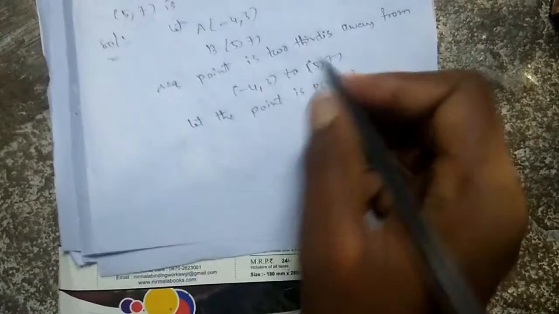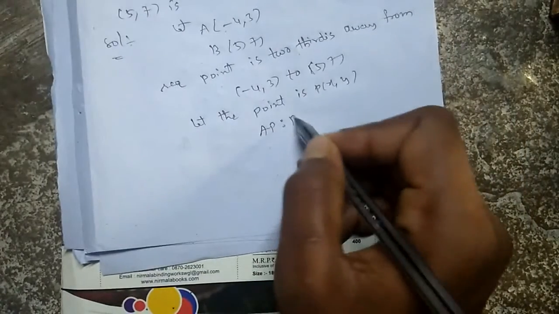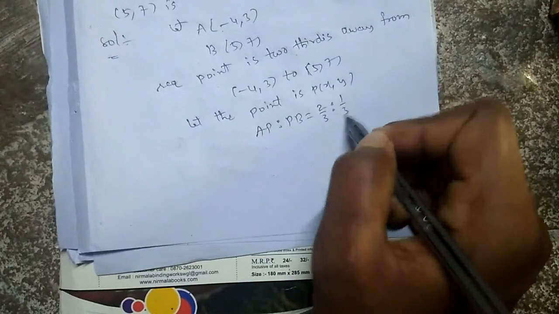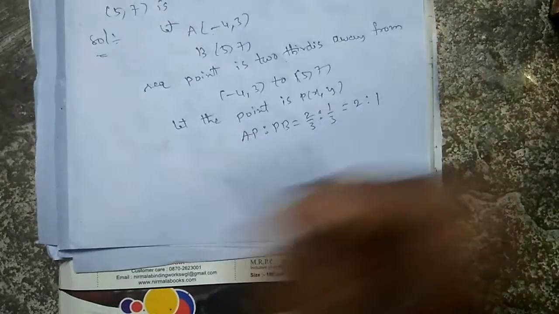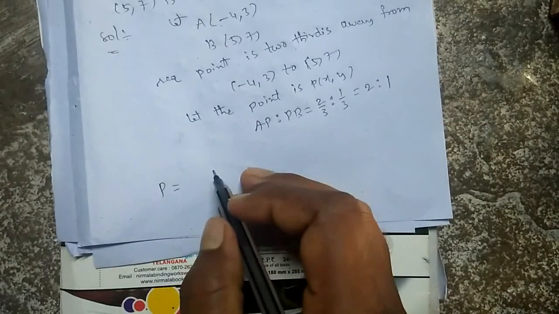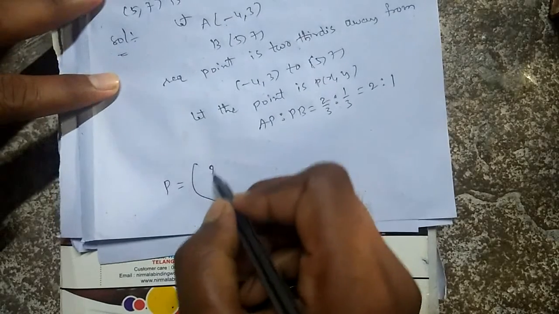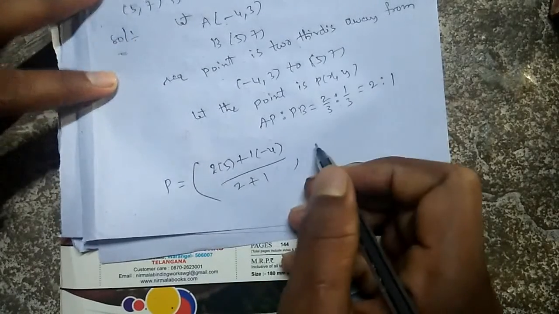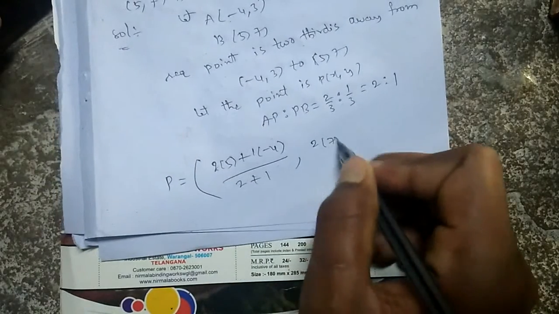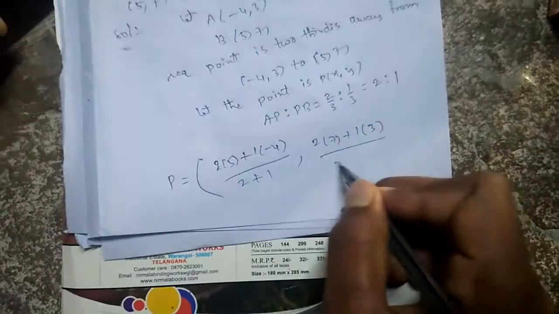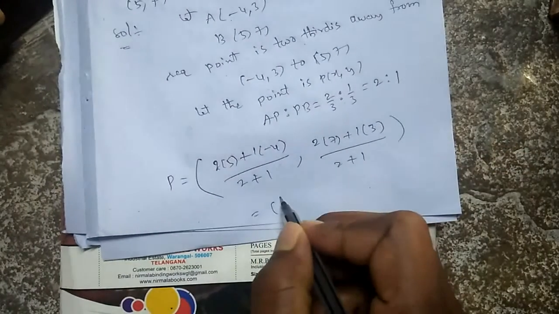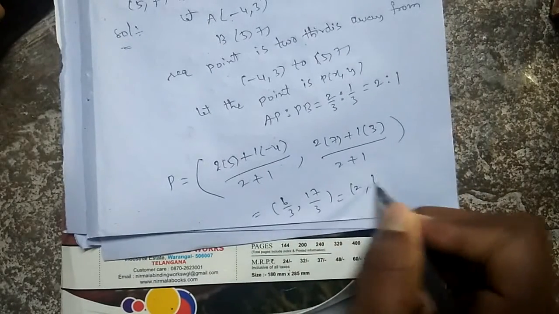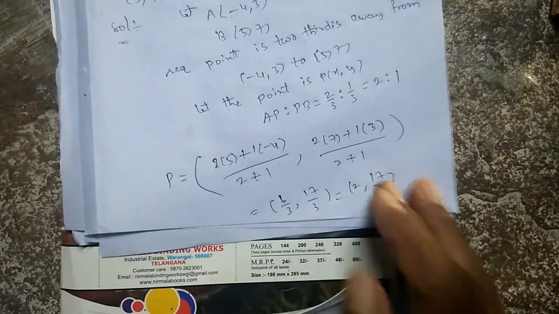Let the point be P(x, y). Here AP distance is 2/3 and PB is 1/3, that is 2 is to 1. P divides AB in the ratio 2:1. So apply the section formula: (2 into 5 plus 1 into minus 4)/(2 plus 1), (2 into 7 plus 1 into 3)/(2 plus 1). This is (10 minus 4)/3 = 6/3 and (14 plus 3)/3 = 17/3, that is (2, 17/3).